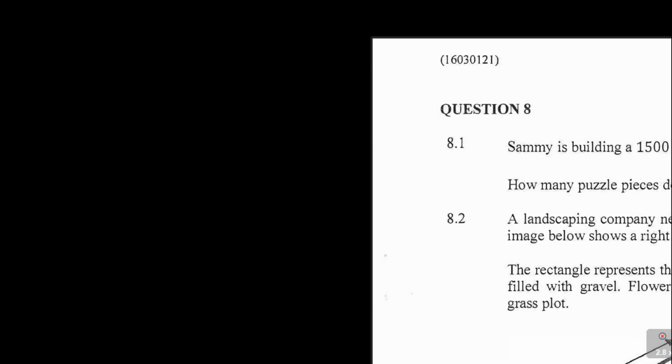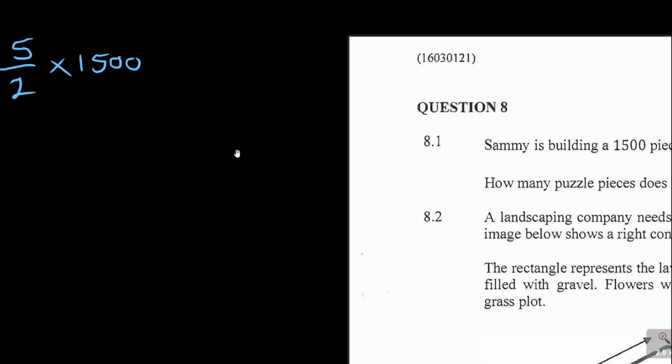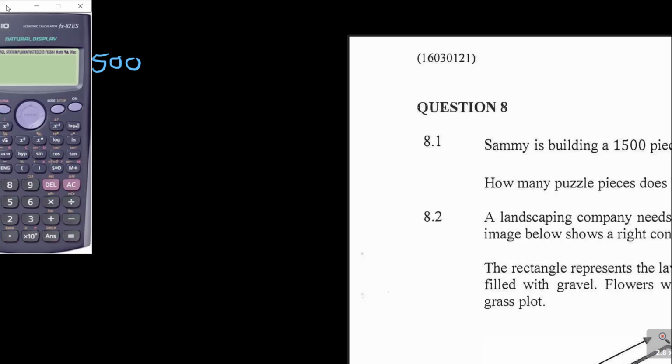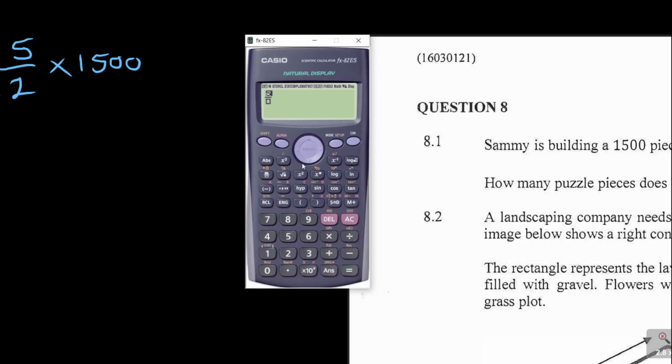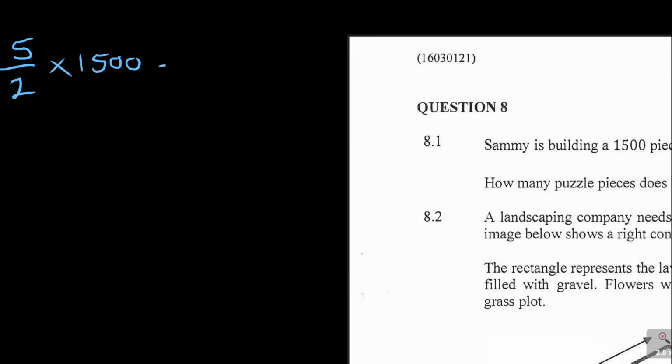So they are saying 5/12 he has completed. You simply say, what is 5/12 of what? 1,500, because these are the puzzle pieces. So what is 5/12 of that, to see how many pieces he has completed. So you just say 5/12 times 1,500. These are the pieces he has completed, 625. So it means he has completed 625.